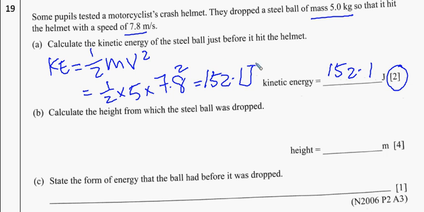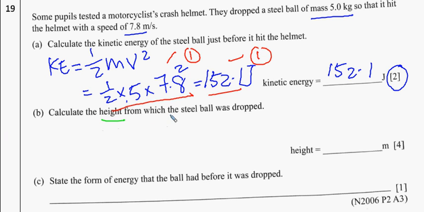Notice it's 2 marks. So if I can show half times 5 times 7.8 squared at this point, I'll get 1 mark here. If I can write the correct answer, I'll get 1 mark again. So that's how they give you 2 marks. So let's move on to part B.